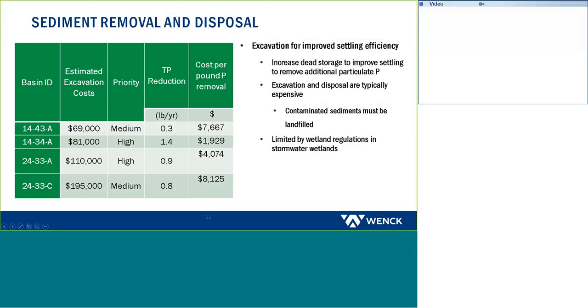So it's very expensive. It's not really practical in the Twin Cities because so many of these are stormwater wetlands where we have the Wetland Conservation Act laws to deal with, and so that can be kind of a problem. And the other problem is a lot of these sediments are contaminated with PAHs, so disposal costs can be very high. You've got to take them to a landfill. We can't reuse those sediments. So this is, I would say, a very ineffective practice and not very cost effective.